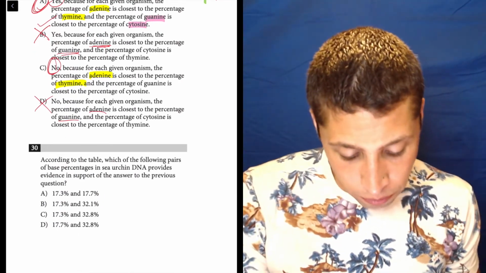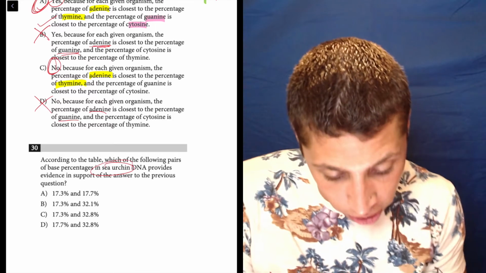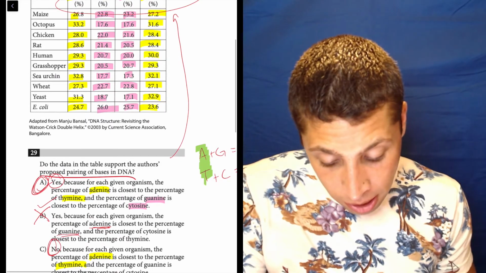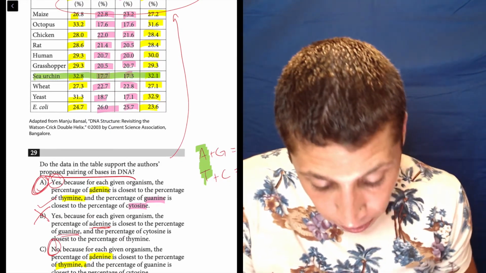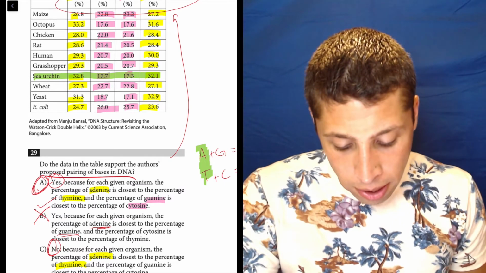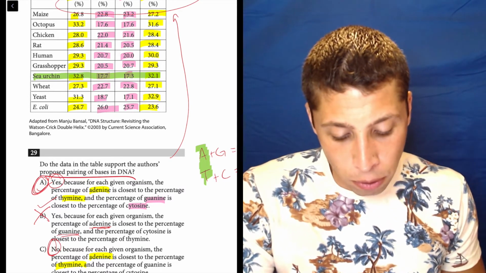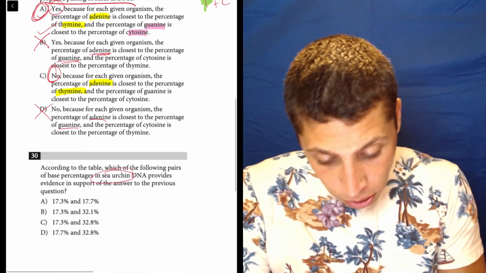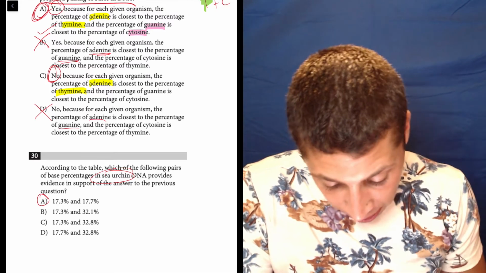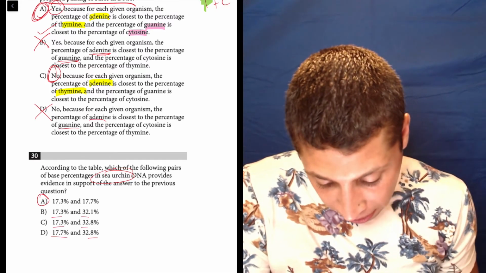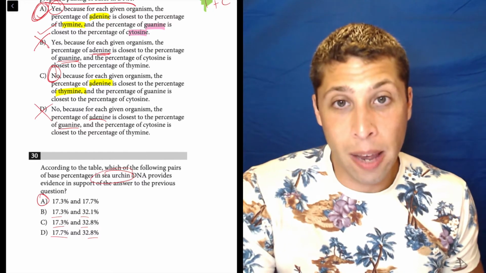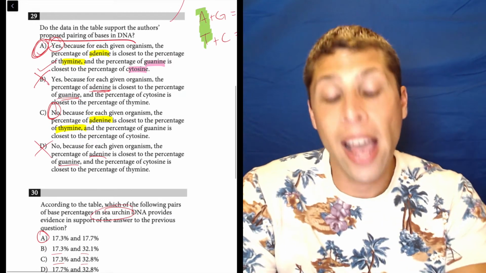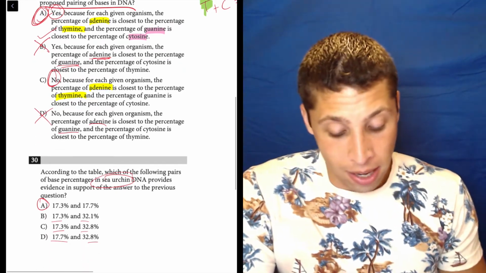And now that makes number 30 really easy. Which, according to the table, which of the following pairs of base percentages in sea urchin DNA provides evidence in support of the answer to the previous question? So we're looking at sea urchins. And we're trying to look at those numbers and say, well, what supports it. So I'm glad I highlighted before, right? So the 232s go together, or the 217s. So here we have the 217s. This is mixing, this is mixing, this is mixing. So there you go. It's choice A, because those are the ones that matched according to choice A when we did the highlighting.